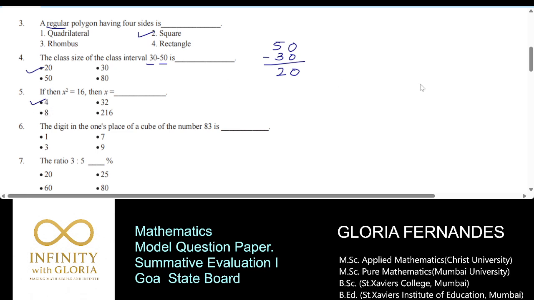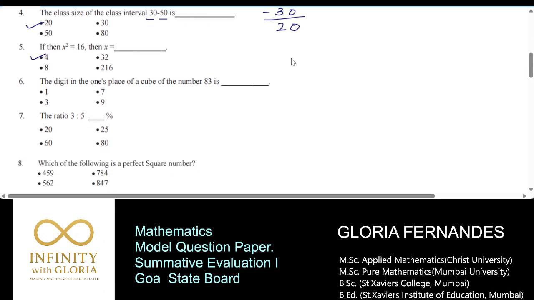So we'll mark that. Now, the digit in the ones place of the cube of the number 83. This is a slightly interesting question. What you are going to do is multiply 83 three times, 83 times 83 times 83. Either you go on multiplying or you use some shortcut. When you multiply 83 times 83, at the ones place you are going to get 9.